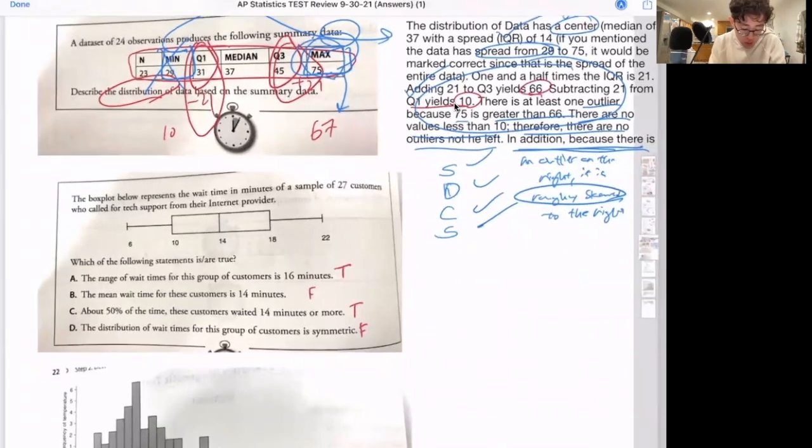Which of the following is true? The range of wait times for this group of customers is 16. Indeed, 22 minus 6, I'm sorry. The mean wait time for these customers is 14. Nope, you can't tell me the mean because I don't know how many numbers are in the data set.